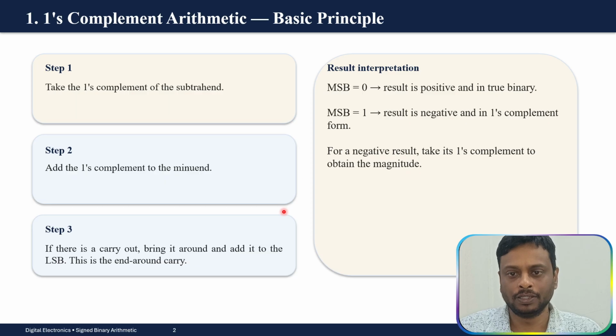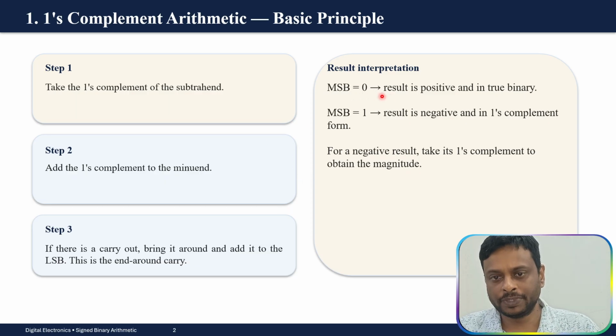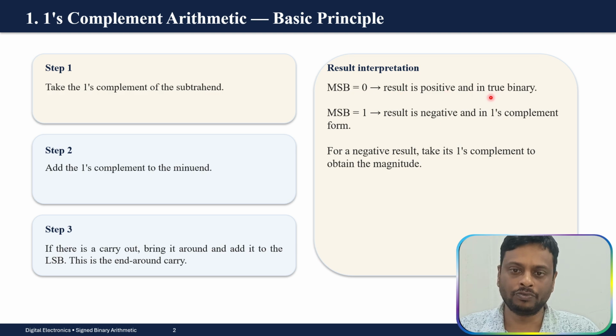You have to add that carry to the LSB of the result. If the MSB of the result is 0, the result is positive and it is in true binary form. If the MSB is 1, the result is negative and it is in 1's complement form. For a negative result, take the 1's complement to get back to the true binary or sign magnitude form.